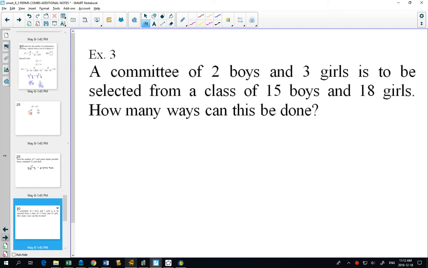And so you have 2 decisions that need to be made for this committee. You have to choose boys and you have to choose girls. There are 15 boys. You have to choose 2 of them. There are 18 girls. You have to choose 3 of them.